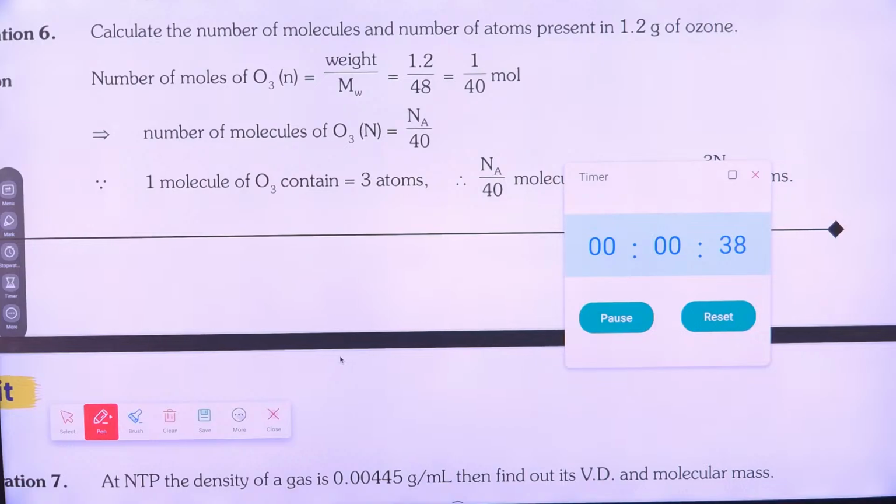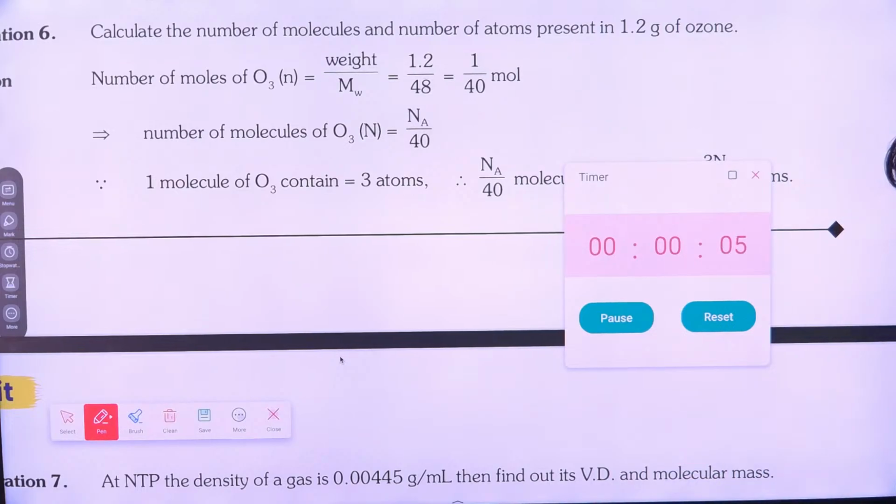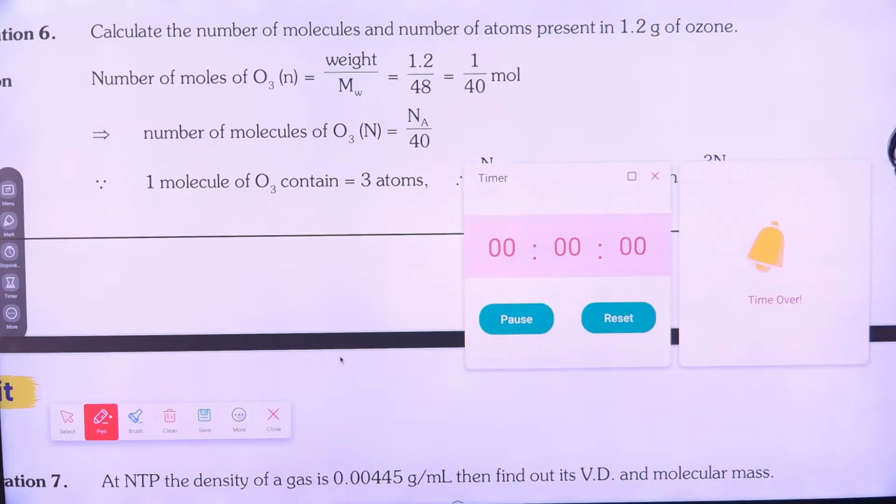Shraddha and Priya, try to answer in the next question. At NTP the density of gas is 0.00445 gram per milliliter. Then find out the vapor density and molecular mass. How can you find it from this particular density? It is a little good question, just a little good. Try to do it. And those of you watching the recording, you also try to do it.